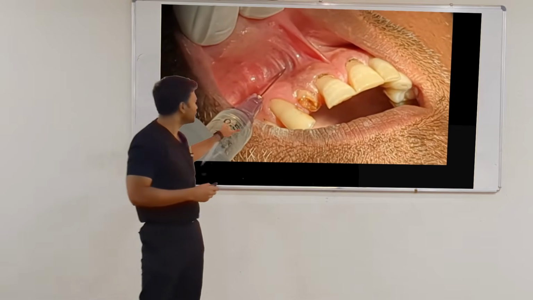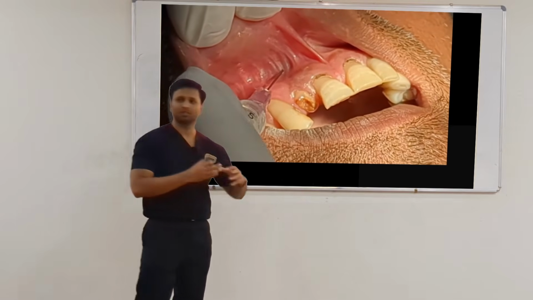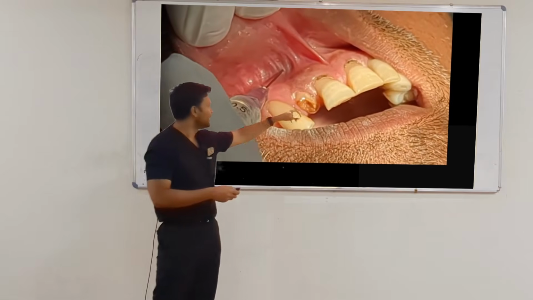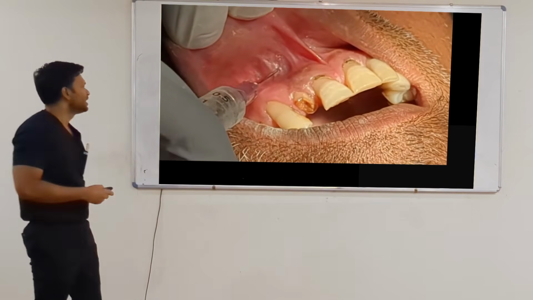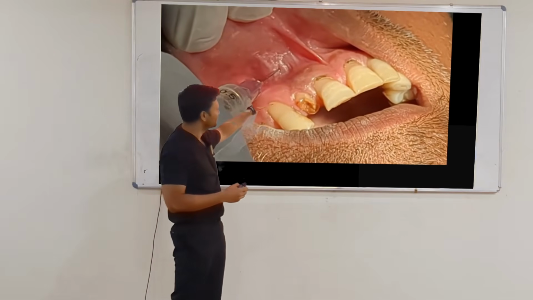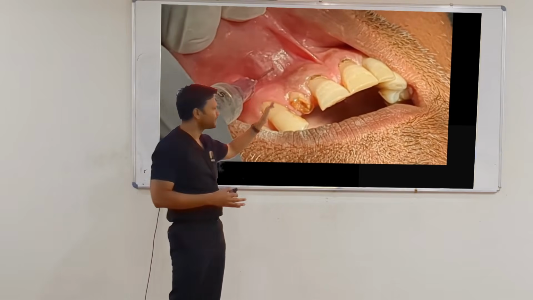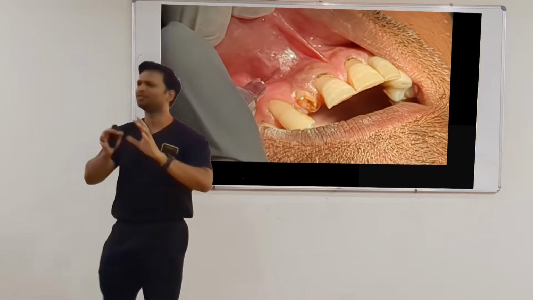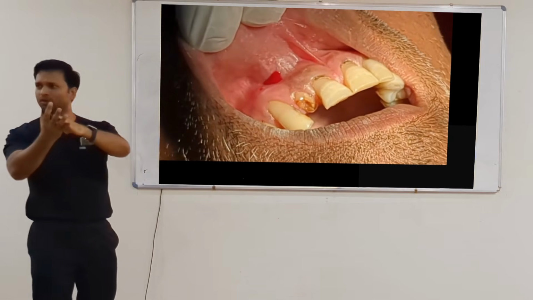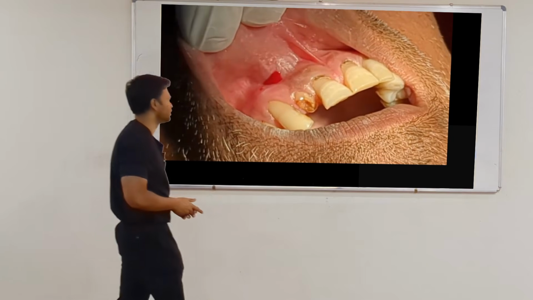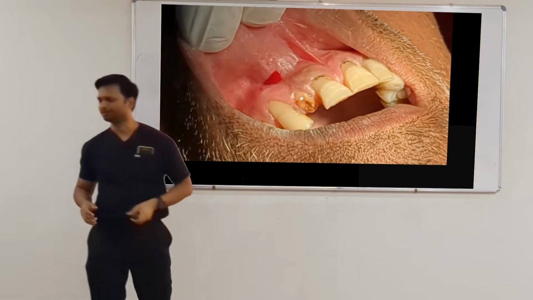So try to keep the needle as parallel to the long axis of the tooth that is being operated on. In this case, we are extracting the 1-2 lateral incisor. Okay? I don't follow the exact technique that is keeping it parallel. I keep it at an angulation of 10 to 15 degrees, so that when I advance the needle, I am in contact with the bone, and then I deposit the LA solution. Okay? So this was local infiltration.